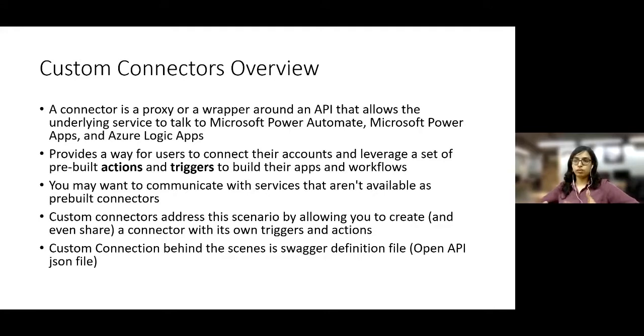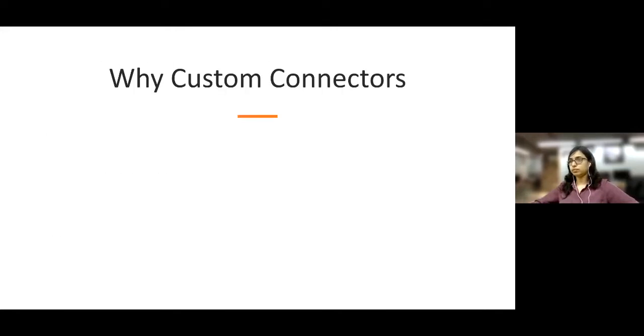So if you are from a developer background, you'll understand this more. Swagger is like the older name for OpenAPI. So in the end, behind the scenes, what a custom connector is, is a Swagger definition file. It is a JSON file which contains all the details about the custom connector.